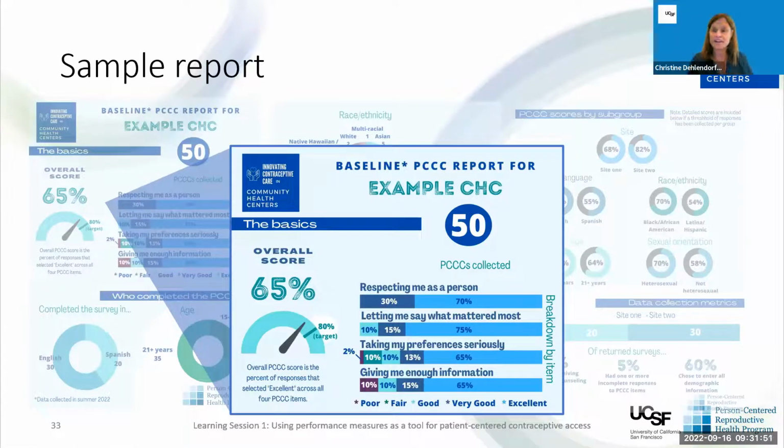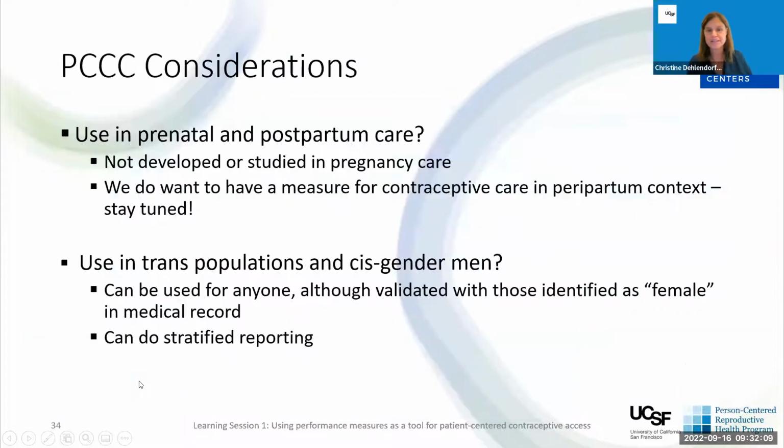And then you can see on this slide that we will also disaggregate it by specific items. So you can see if there's a specific item that perhaps you want to drill down on that maybe is driving your scores being higher or lower than what we've set as the threshold goal of 80%. Next slide.